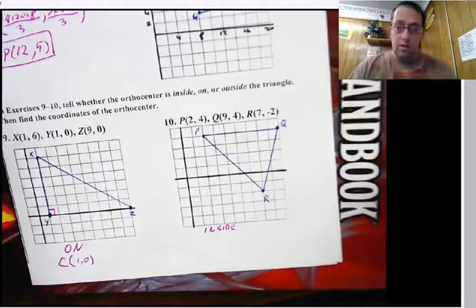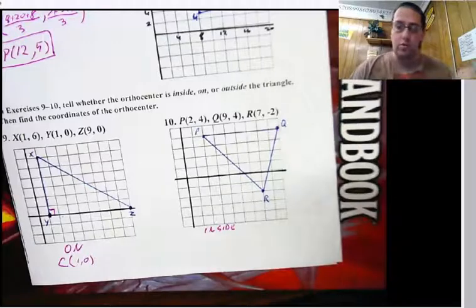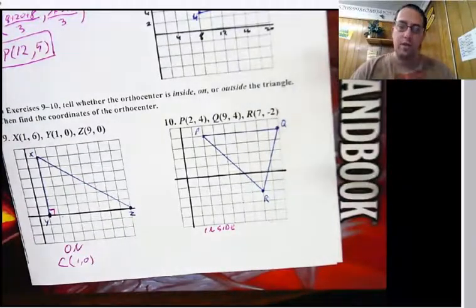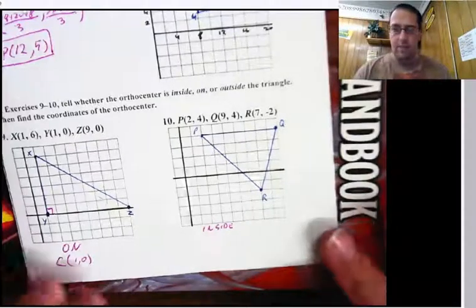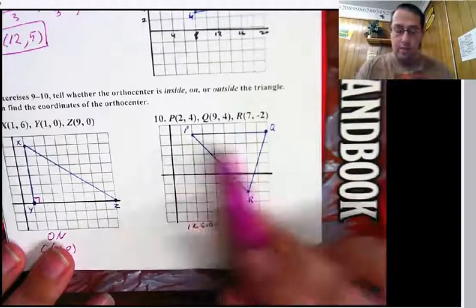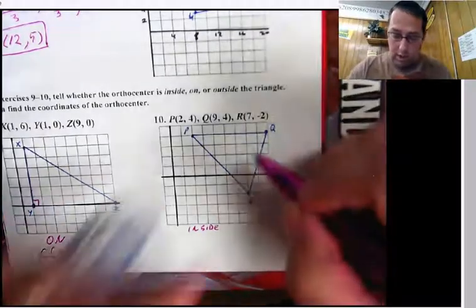So let's take a look at this. We need to draw 2 of the altitudes. So we need 2 lines that go from a vertex and are perpendicular to the opposite side. Now, the easiest side to get perpendicular to would be side PQ. It's horizontal, so we need a vertical line that goes through point R. So that's going to be the easiest.